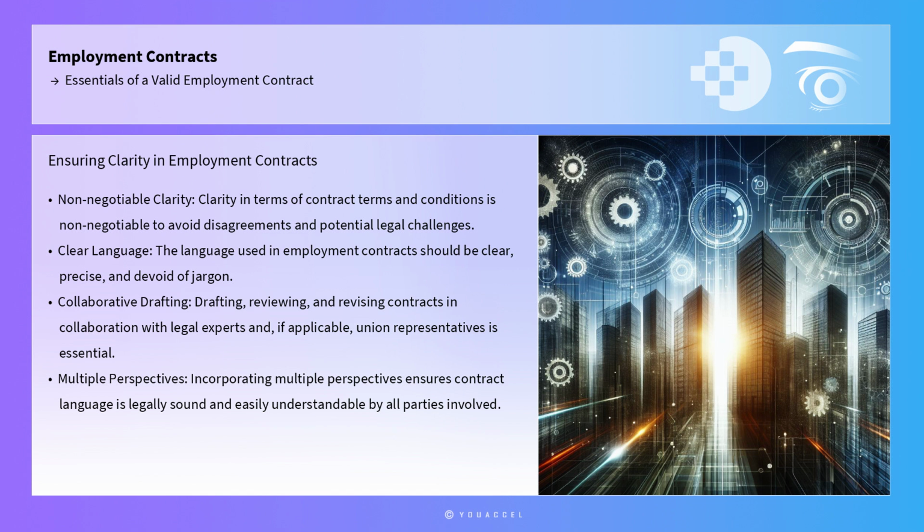Clarity in terms of contract terms and conditions is non-negotiable. Ambiguities can lead to disagreements and potential legal challenges. Therefore, the language used in employment contracts should be clear, precise, and devoid of jargon.